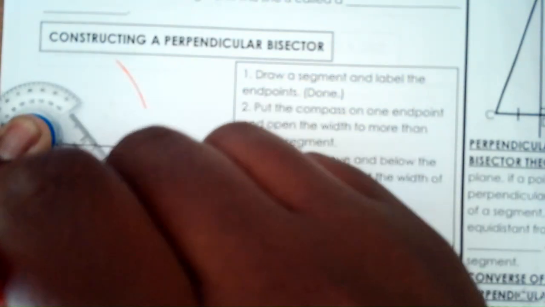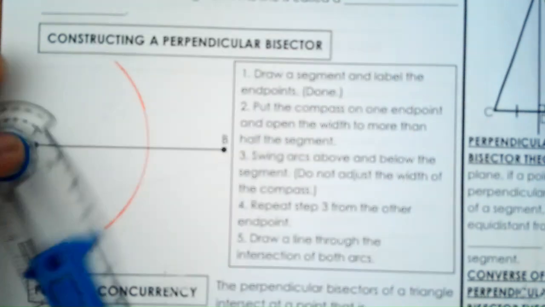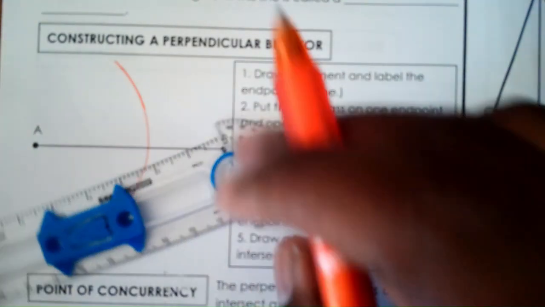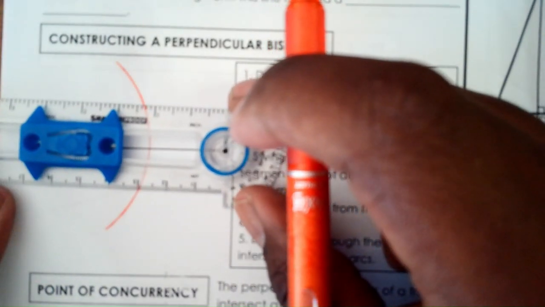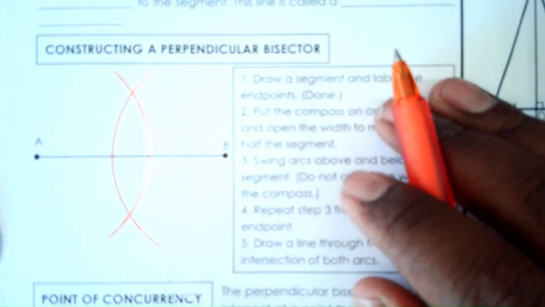So I swing it above. So here's a little arc above, and we come below, a little arc below. Now, if you connected this and you just made a big arc like this, that's also fine, okay? Now, not changing the size, we come over here, and we make an arc above and below the segment. Sorry about my hands being in the way.